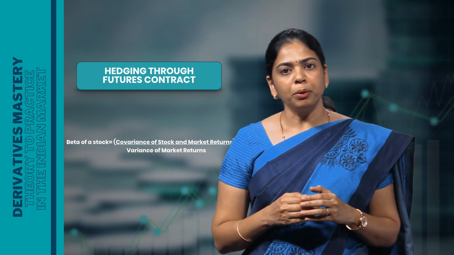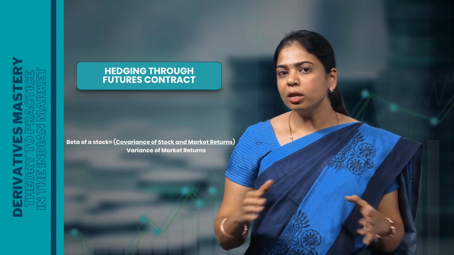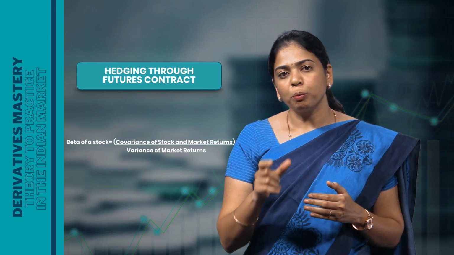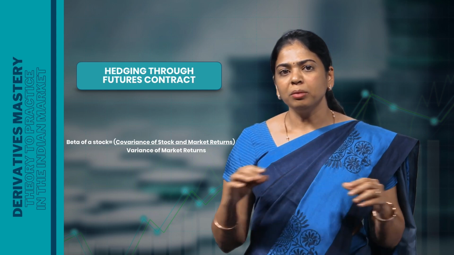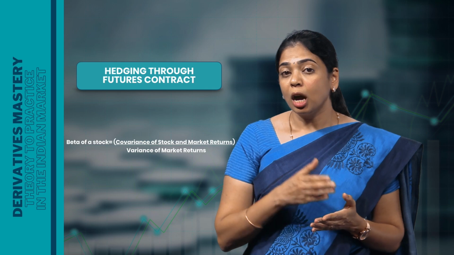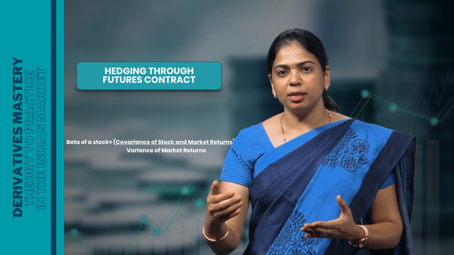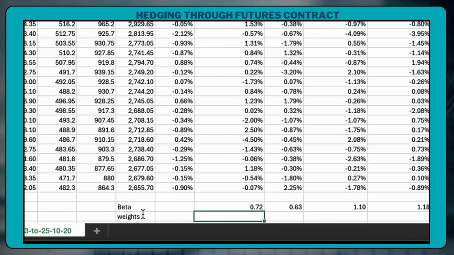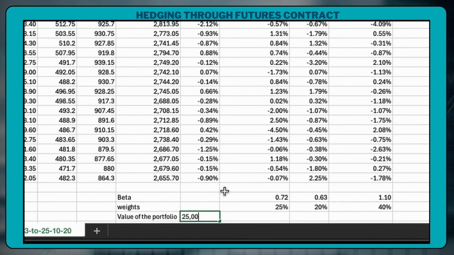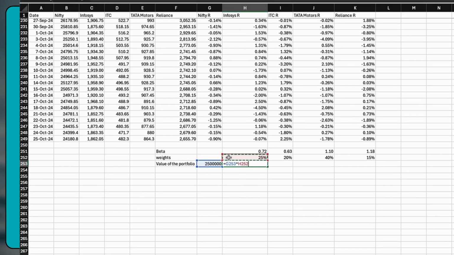The portfolio beta is computed by adding up the weighted betas of all the stocks in the portfolio. To do this, you multiply each stock's beta by its proportion of weight in the portfolio and then sum these values. This gives the overall beta for the portfolio, which shows how sensitive the entire portfolio is to changes in the market. So let's assume the weights as follows: Infosys is 25%, ITC is 20%, Tata Motors is 40%, and Reliance is 15%. In a 25 lakh portfolio, this means 6.25 lakhs is allocated to Infosys, 5 lakhs to ITC, 10 lakhs to Tata Motors, and 3.75 lakhs to Reliance.